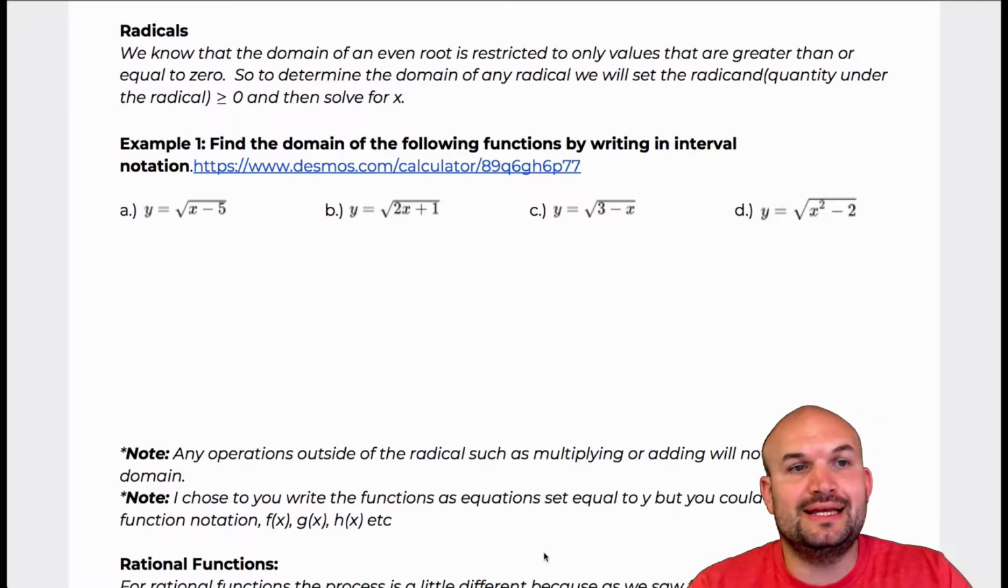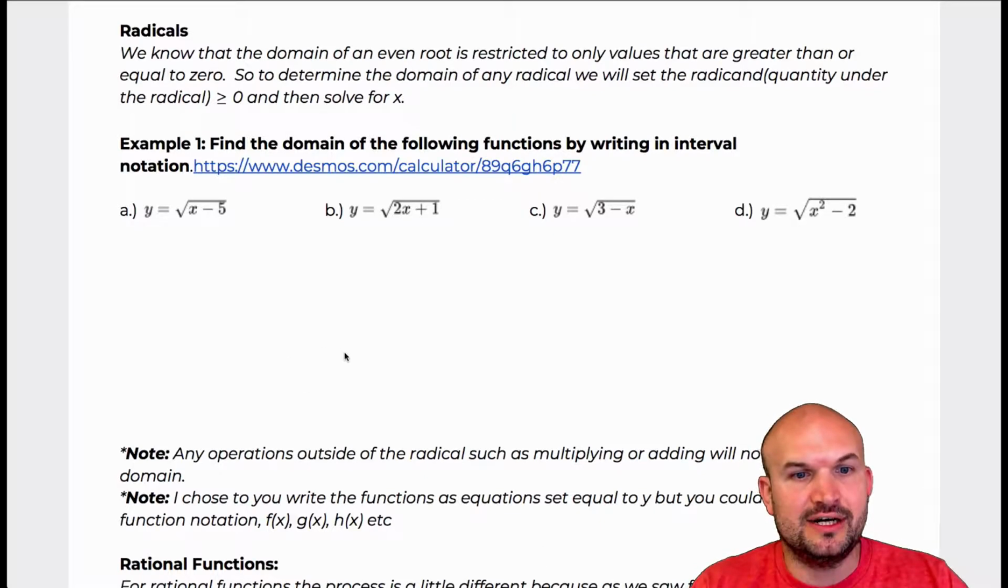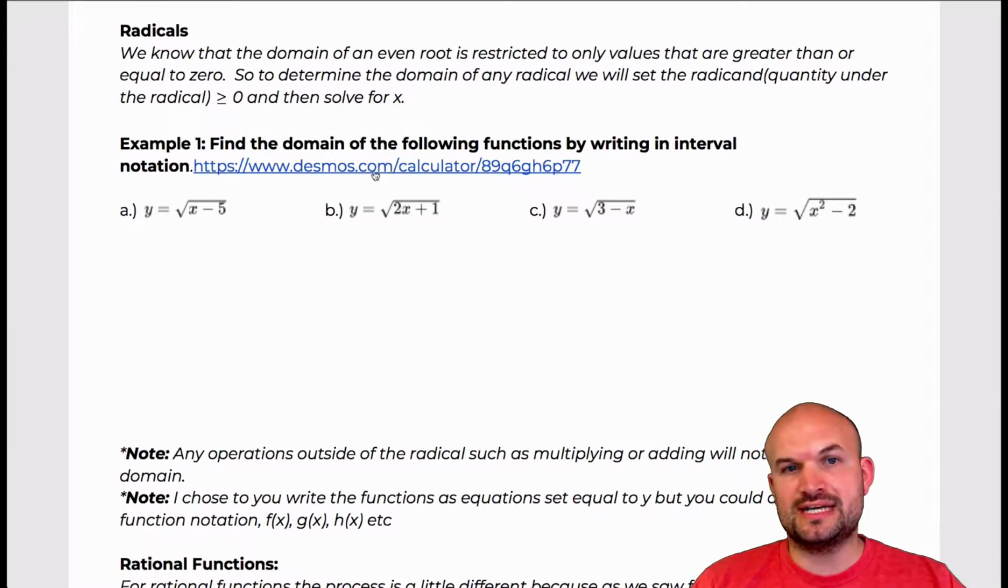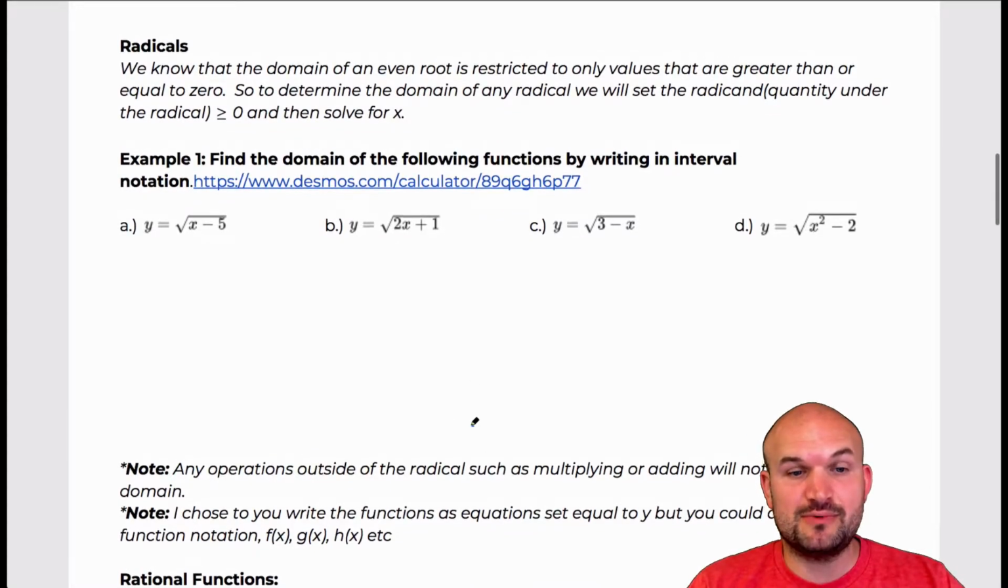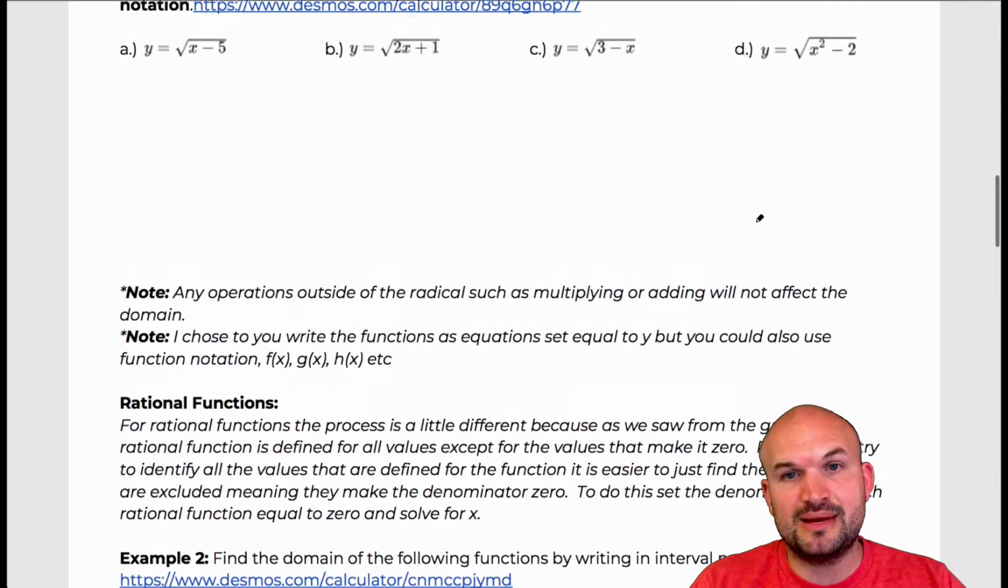Okay, so in this example, what we're going to do is just talk about how to identify the domain of our radical expressions. You can see here I have 4 different examples that we are going to find the domain of. I did provide a link over to Desmos that you can go to just to verify that you have the domain correctly. But I might go ahead and check it in this video, and so on and so forth. But that's what we're going to focus on: finding the domain of radical expressions.